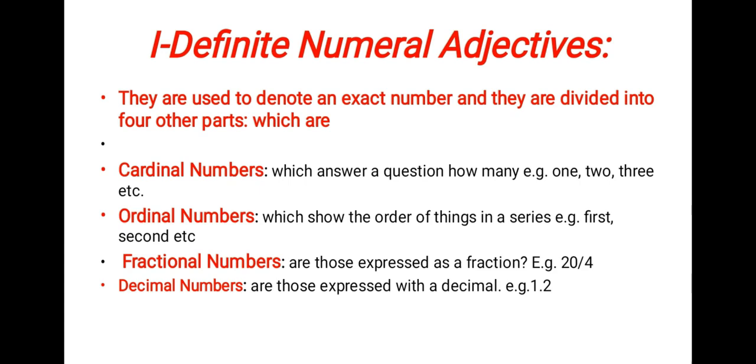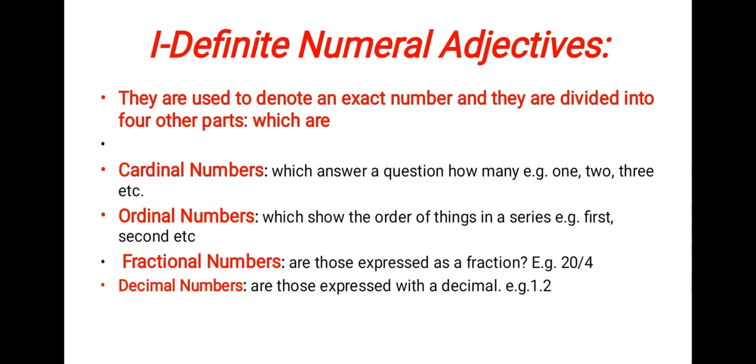Definite numeral adjectives show the exact number. Cardinal numbers answer the question how many, for example 1, 2, 3, etc. As we can say that there were 3 men in the room. There are 4 cupcakes left in the fridge, so they show the exact number of the noun. Ordinal numbers show the order of things in a series, for example first, second, like Ali took first position in the race, or Sarah came second in the last exam. So it shows the order of something.